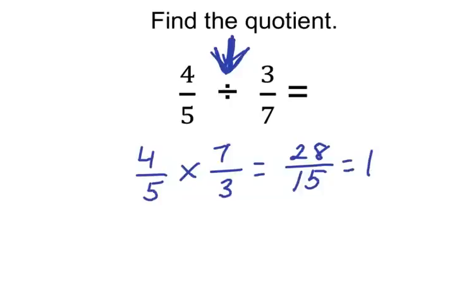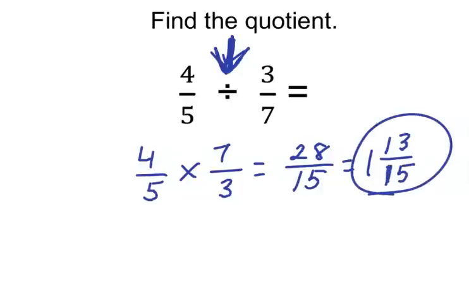So we've used up 15 of the 28. So we're going to subtract 28 minus 15, and that's going to be 13 over 15. So there's our answer. 1 and 13/15 is the answer to 4/5 divided by 3/7.